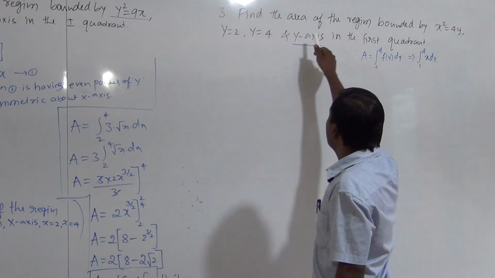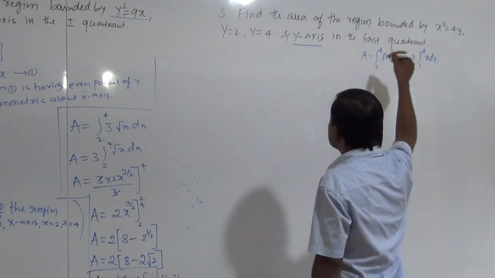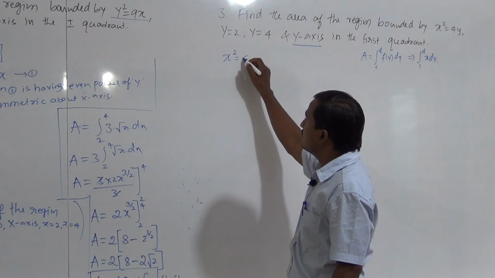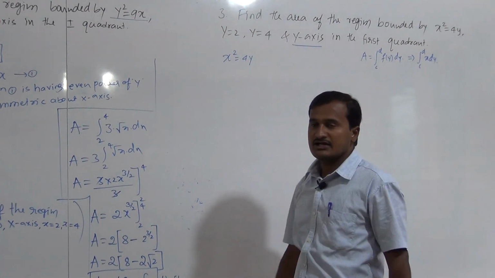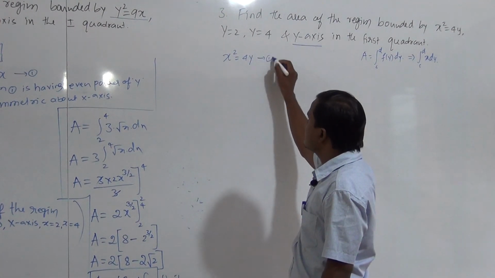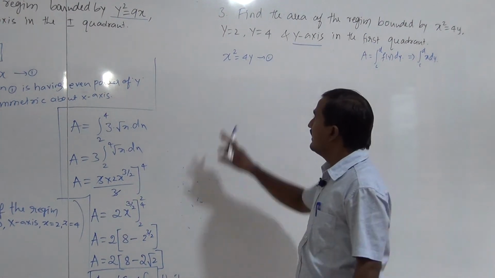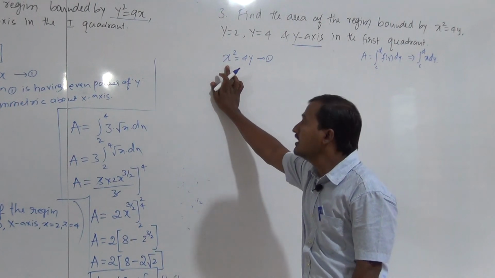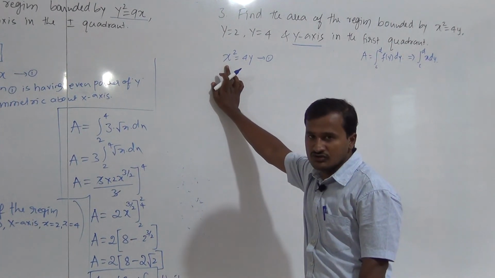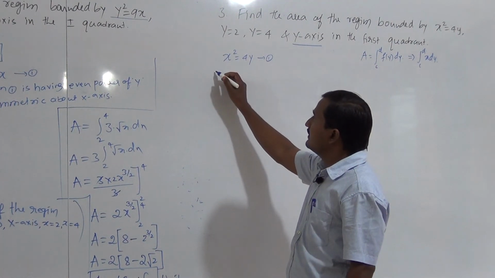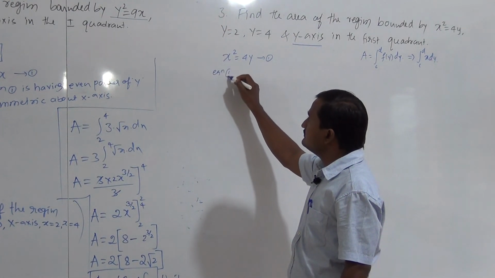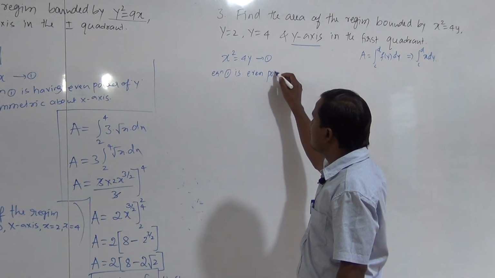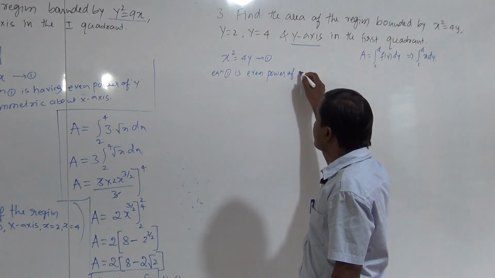Next, find the area of the region bounded by x square equal to 4y. Here what they have given is x square equal to 4y, which I will call equation number 1, and clearly it represents the equation of a parabola passing through the origin. So clearly equation 1 is an even power of x.